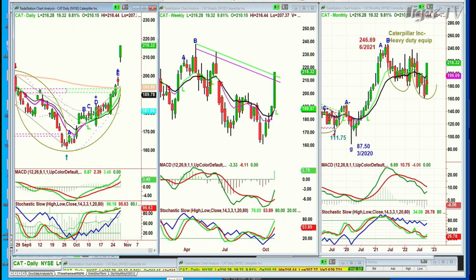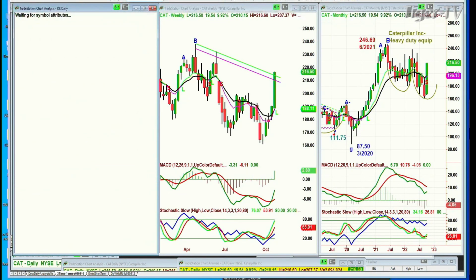Caterpillar. Huge gap up 19. And I spoke about this some time ago. In fact, I had a whole segment on it. I said, why is Caterpillar doing so well in this environment? Is it telling us something? Heavy-duty equipment? I must say, the diversity of this particular move, the selectivity, is just astounding.